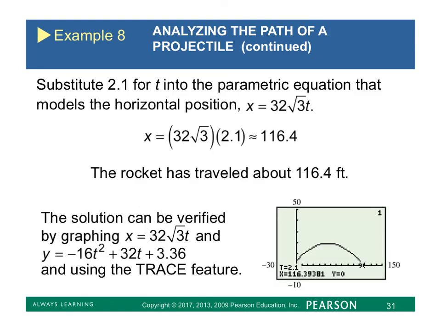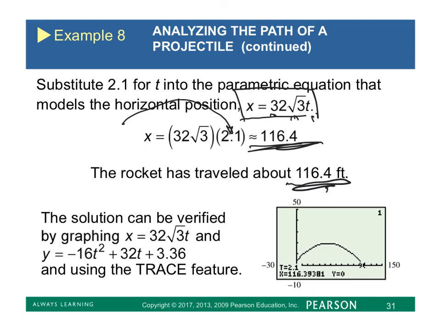So here we go. Remember what we had was x of t was 32 square roots of 3 times t. This is my horizontal position. We found out that time was 2.1. We plugged it into here, and that tells you your total distance. The rocket traveled about 116.4 feet.